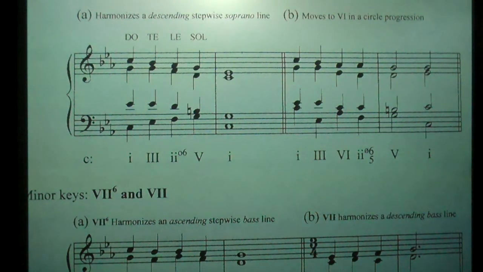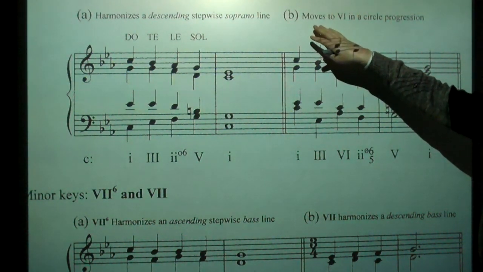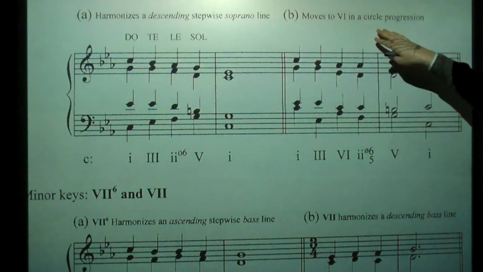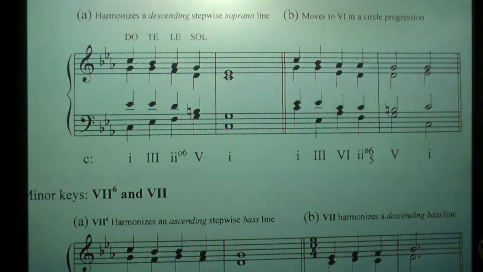The second and final way that the major 3 chord in minor keys can be used is just like the minor 3 chord in the major keys again. And that is the 3 chord moves to a 6 chord in a circle progression.